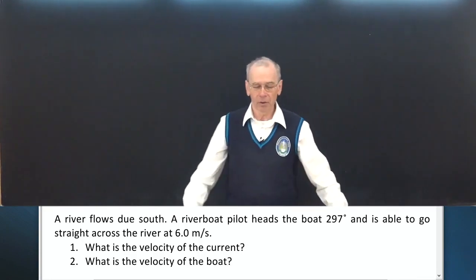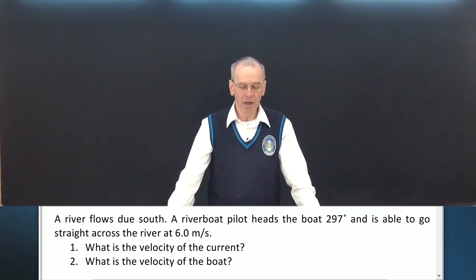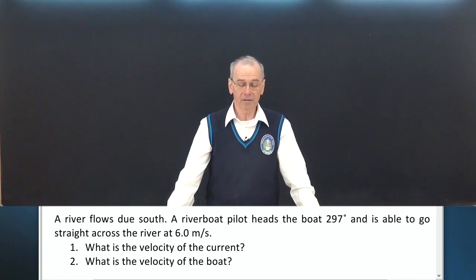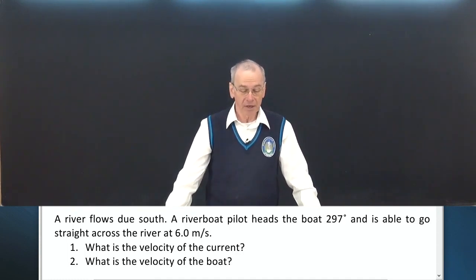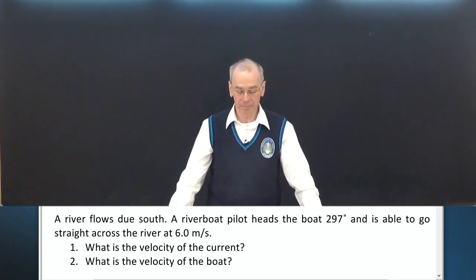A river flows due south. A riverboat pilot heads the boat 297 degrees and is able to go straight across the river at 6 meters per second. What is the velocity of the current? What is the velocity of the boat?